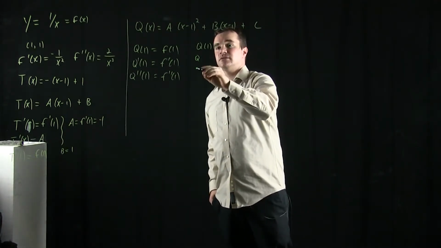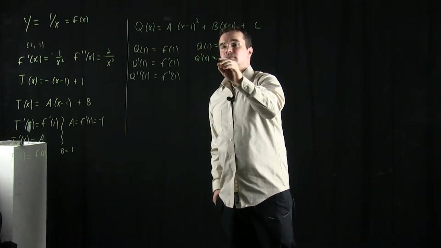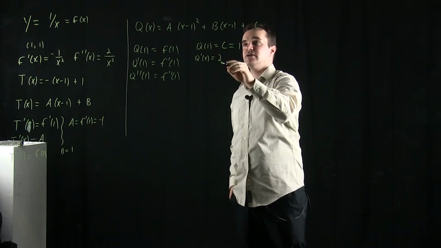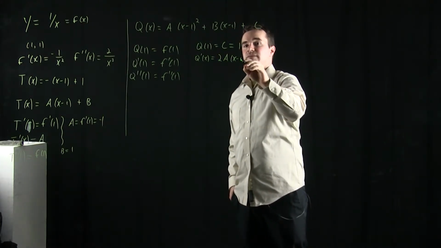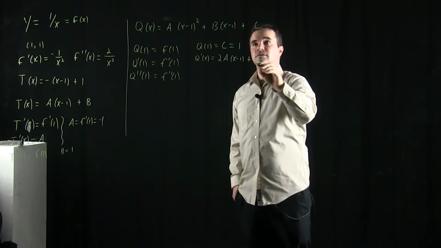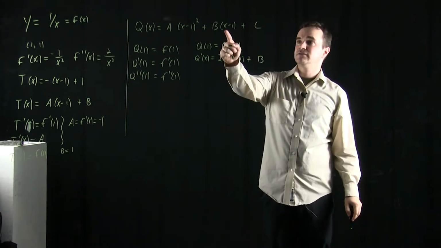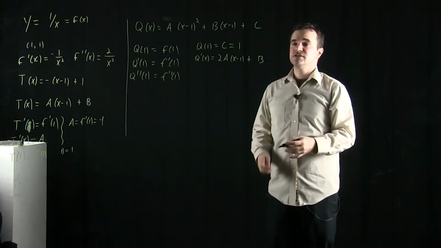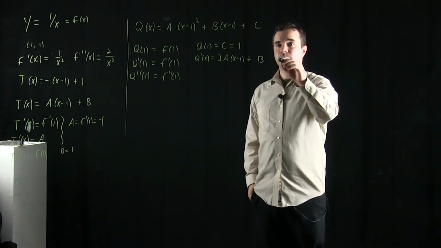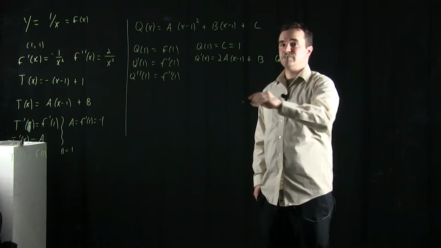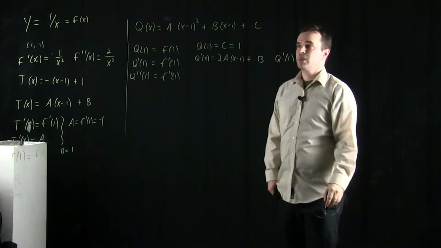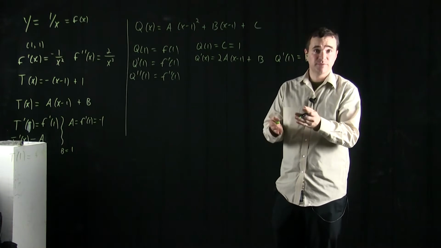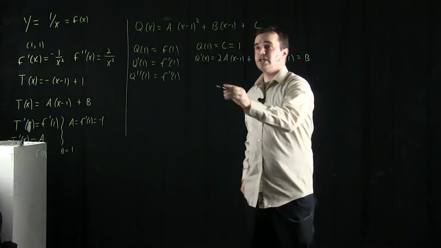Now if I take the derivative of q of x, the power rule is going to bring down this exponent. It's going to give me 2 times a times x minus 1. And then it's going to give me b times 1. That's because the derivative of x is 1 and the derivative of negative 1 is 0. Just left with the constant b. Constant c goes to 0 when I take the derivative. So when I plug in 1, I'm just going to be left with b. So that tells me, like before, that constant b has to be equal to negative 1, the slope of the tangent line.